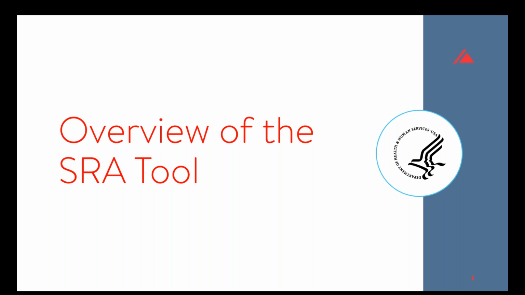Before I get started, there are a couple terms I'd like to define. I'll be using the terms SRA tool and SRA. SRA stands for Security Risk Assessment. So the SRA tool is the Security Risk Assessment tool, and you use the tool to complete an SRA. And then EPHI. EPHI stands for Electronic Protected Health Information. So when I say EPHI, I'm referring to a patient's protected health information.